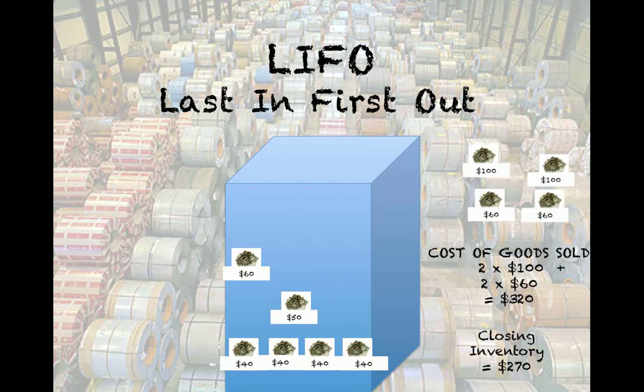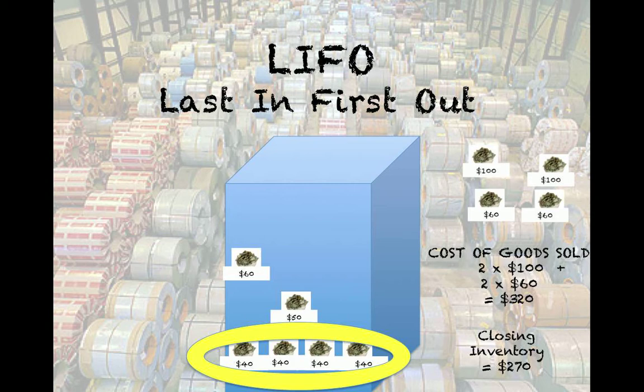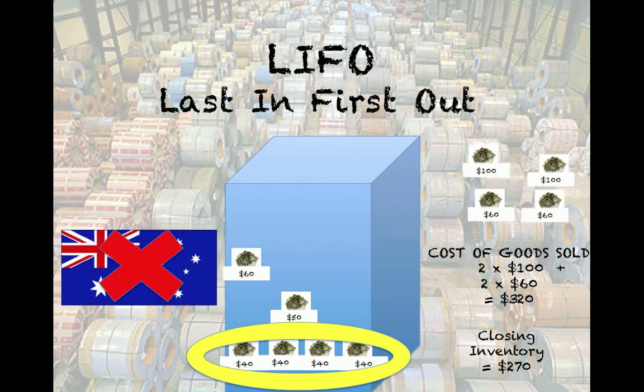This method, however, theoretically assumes that the oldest inventory may never be sold and could remain as inventory for many years, which practically would not happen, and is the reason why the generally accepted accounting principles in Australia do not permit LIFO. However, in certain countries, such as the USA, LIFO is still acceptable.